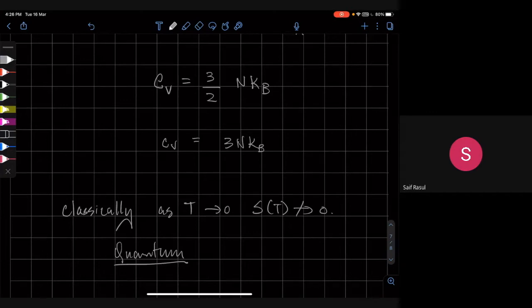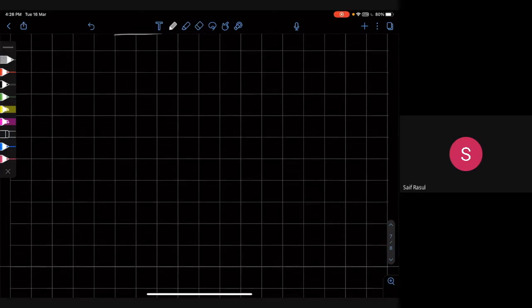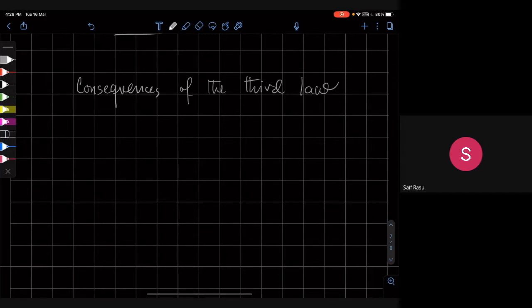All right, so let's look at some consequences of the third law. And I will be brief here. So one is that heat capacities go to 0 as T goes to 0.